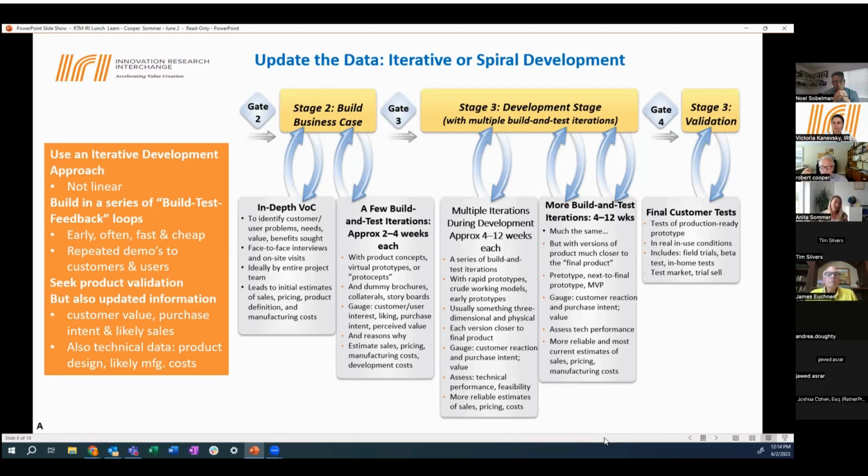But that also means that you're not fixing your design up front and then just going with it based on the iron triangle. You actually keep developing the idea as you're learning. So it becomes a learning process all the way through.